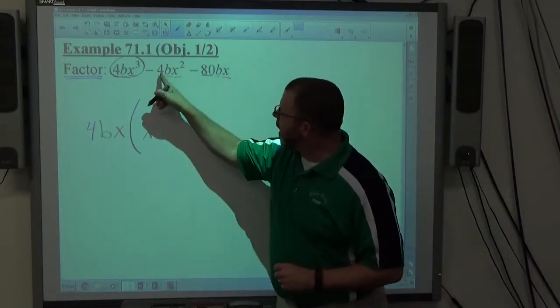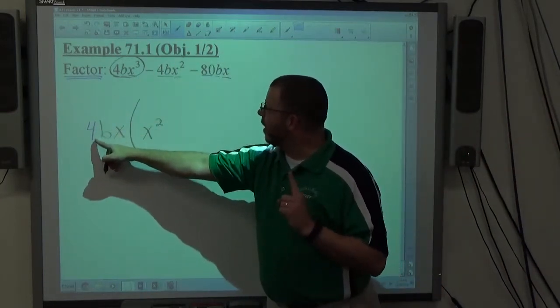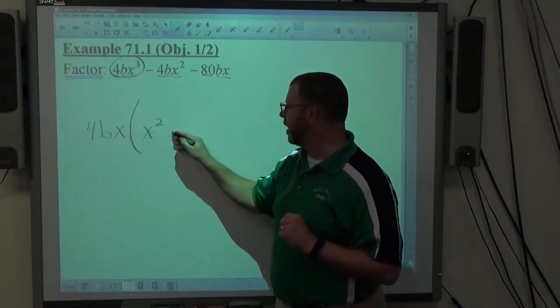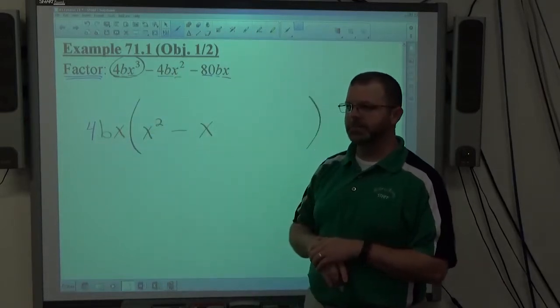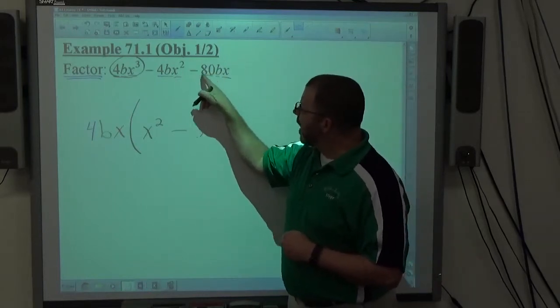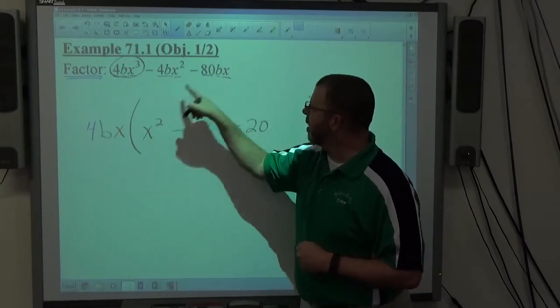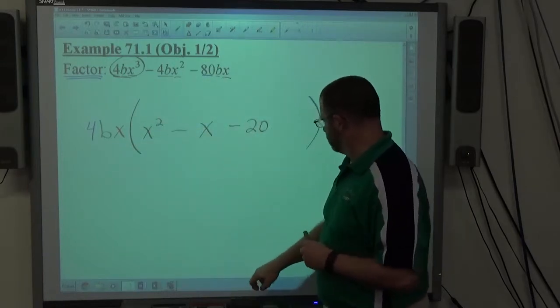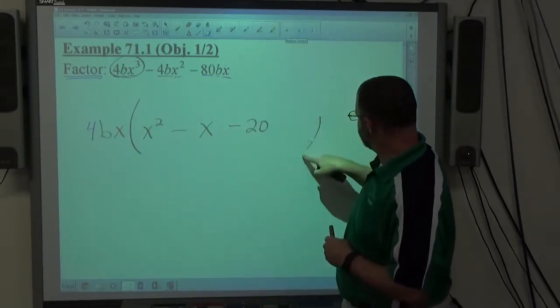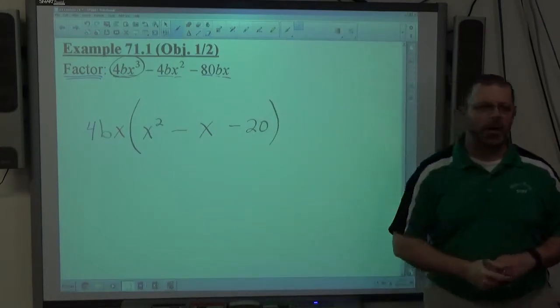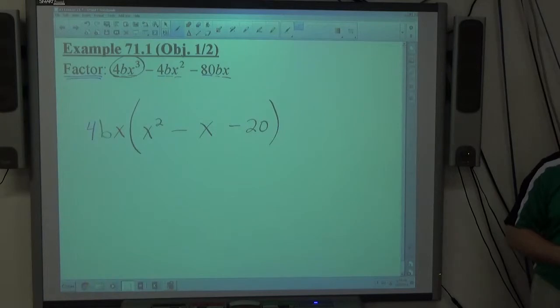Next one. Minus 4 divided by 4 is minus 1, b divided by b is 1, x squared divided by x is x. So minus 1x, better known as minus x. Negative 80 divided by 4 is negative 20. b divided by b cancels, x divided by x cancels. So altogether, after I take out my common factor of 4bx, the remaining polynomial expression, x squared minus x minus 20, is left over. That was step 1 of factoring.